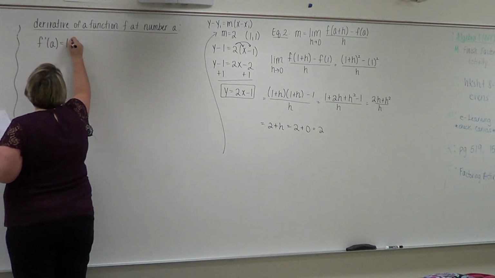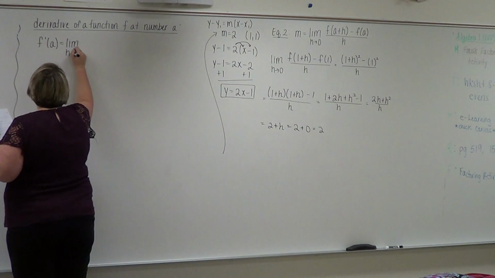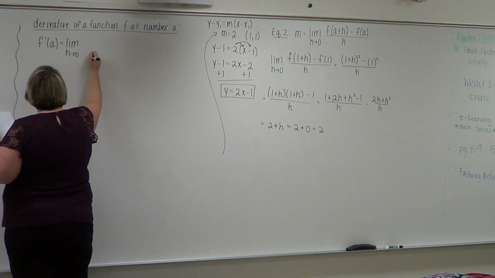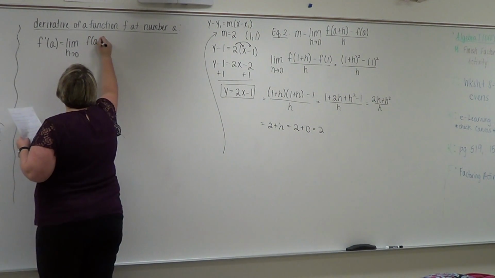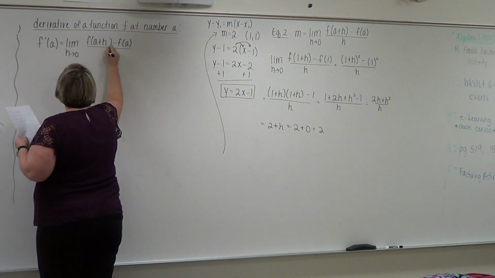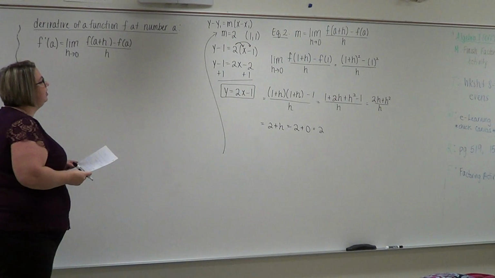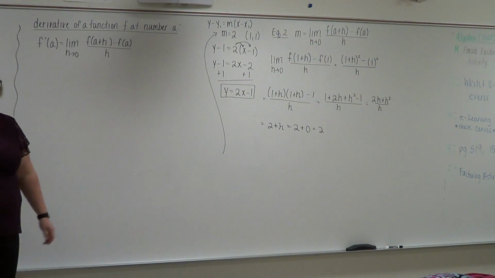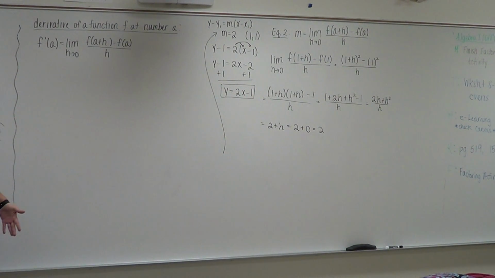It's the limit as h goes to 0 of f of a plus h minus f of a over h. Have you seen that anywhere? It's also how you find the slope of a tangent line. So is that what a derivative is? Yes, it is. It's the tangent of that.